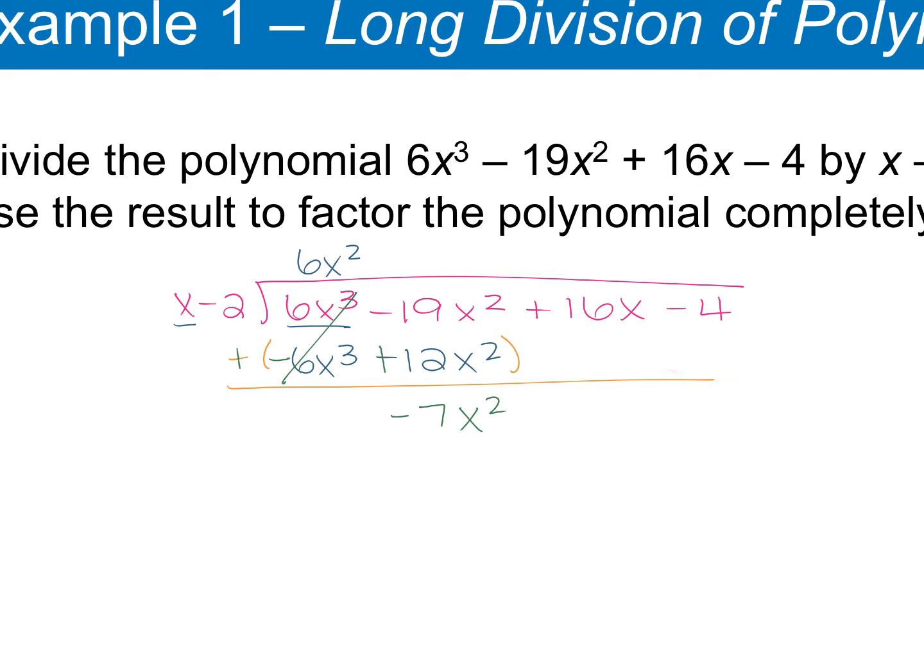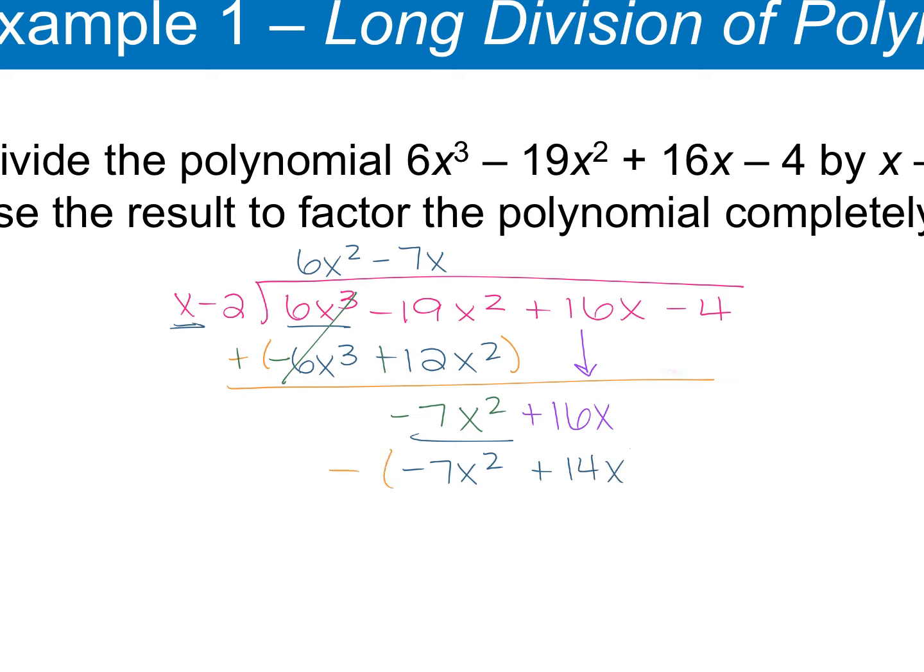You only have one term now that you're working with, but you have two terms on the outside. So you have to bring down your next term, which is that positive 16x. Now you can start over again by asking yourself, x times what is negative 7x squared? That's going to give you negative 7x. So we'll put that negative 7x up top and multiply it by both the x and the negative 2 on the outside. Negative 7x times x is negative 7x squared. Negative 7x times negative 2 is positive 14x.